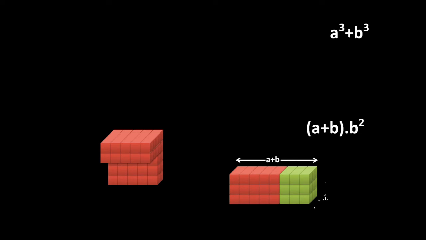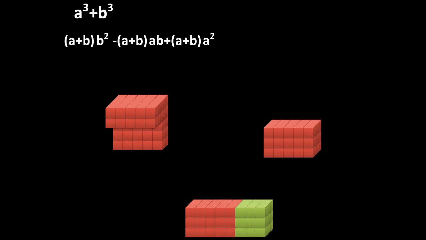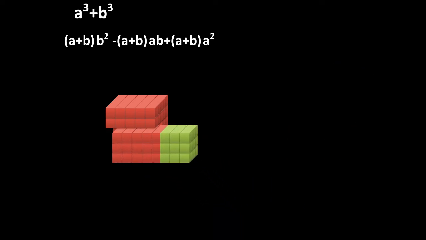In second configuration, we extend it along vertical axis on extracting a cuboid having dimensions a plus b into b square, and completing the previous on adding a square b and ab square. That means a into b into b. We get factorization of a cube plus b cube.